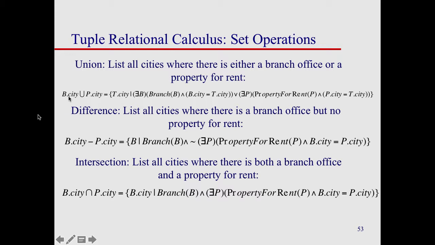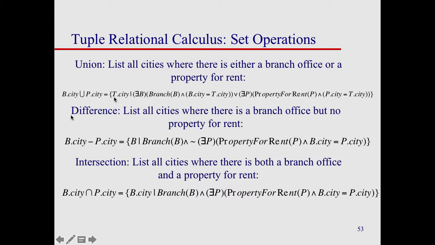So if you take the union of the cities that are either in a branch or in a property for rent, what you're saying is either there exists a city in the branch relation such that B dot city equals T dot city, or there exists a property in the property for rent relation where P dot city equals T dot city. What I find so hard to understand about this is nowhere do you see a definition of T as a tuple variable.